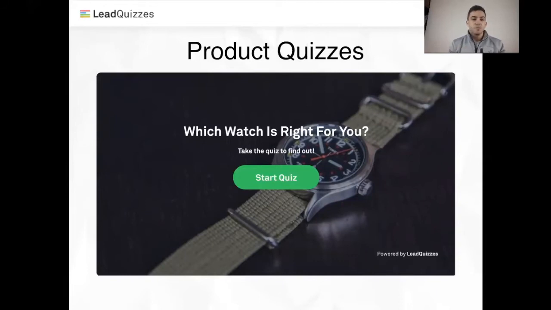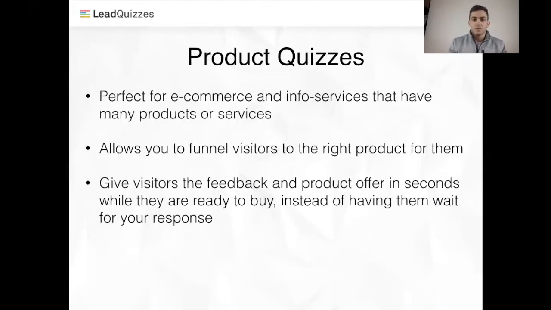A lot of people sell a product or service on the back end. A product might be an e-commerce store, or a service where you sell courses or coaching-based services. You want to funnel people into the right product or service based on their needs, and that's what this does for you. So you can see a couple of those points here. E-commerce and info services, it allows you to funnel those visitors to the right product after the quiz based on their results. Say you have 3 different results, you could pitch them different products at the end based on their result, which is really nice.